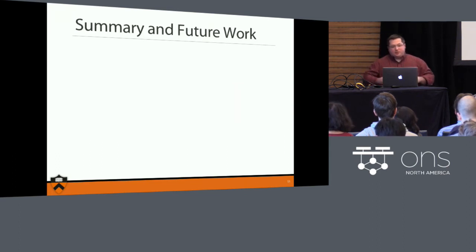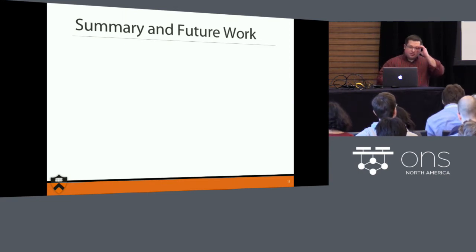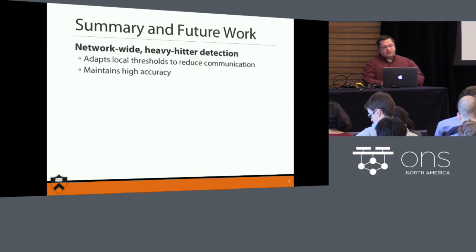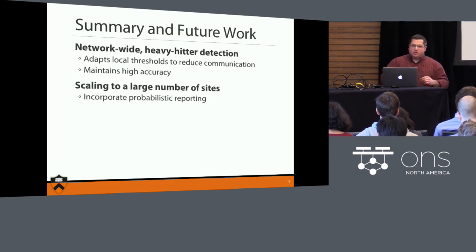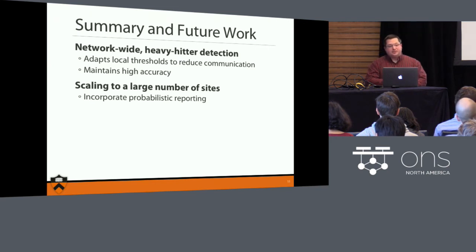So in summary, I presented a network-wide heavy hitter detection scheme that uses adaptive thresholds to reduce the communication overhead while maintaining high accuracy. In future work, we'd like to explore how to better scale to a larger number of sites, perhaps by incorporating some probabilistic reporting techniques, while still not sacrificing any accuracy.